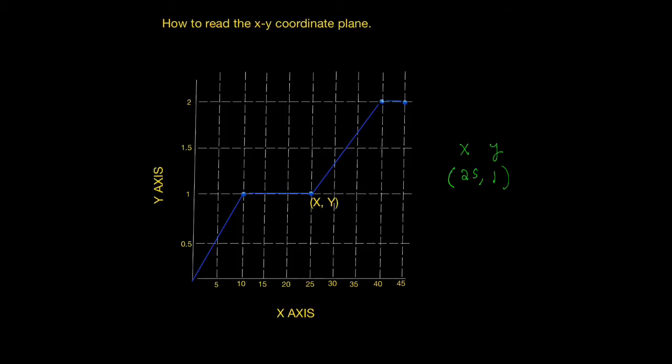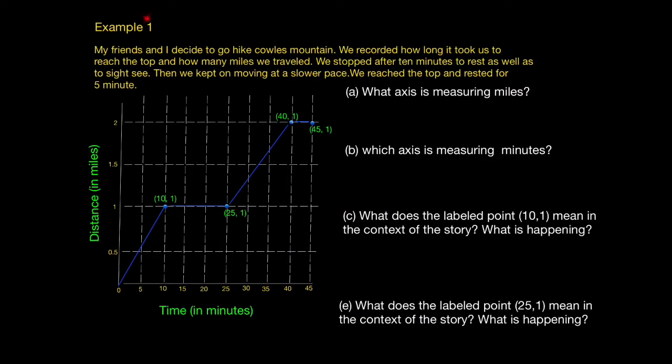Let's apply this to our class. Example 1. My friends and I decide to go hike Cowles Mountain. We record how long it took us to reach the top and how many miles we traveled. We stopped after 10 minutes to rest as well as to sightsee. Then we kept on moving at a slower pace, reached the top, and rested for 5 minutes. Using the information as well as the graph, we're going to make sense of it in order to answer questions A through E.